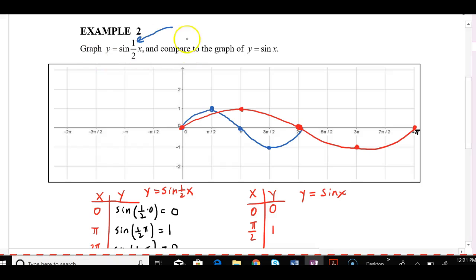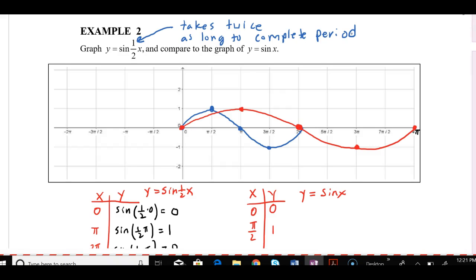Okay. So it takes us twice as long to complete a cycle. If it were 2x instead of half x, then we would go through the cycle faster, right? So instead of it taking 0 to 2 pi, it would be half that, right? Because we're going through it twice as fast. So we would complete the cycle faster. So instead, we probably would see one cycle between 0 and pi if it were a 2x instead.